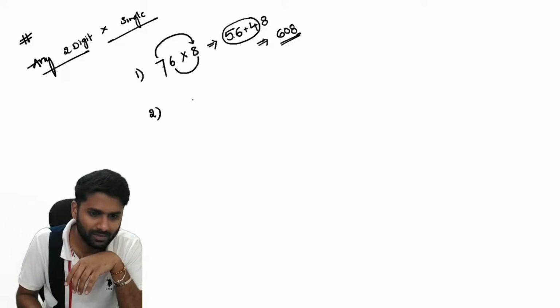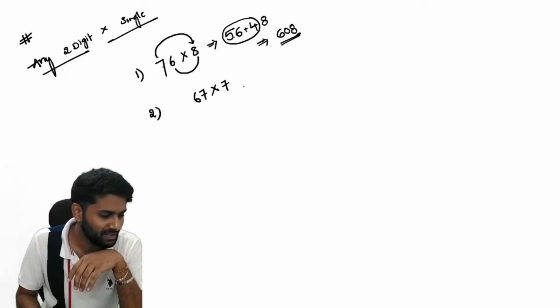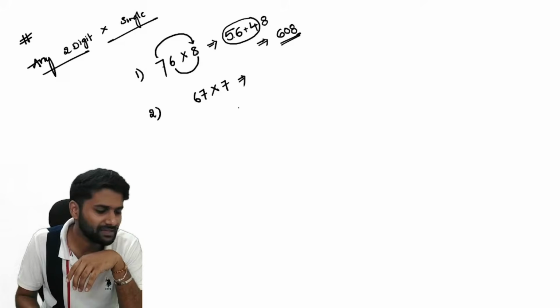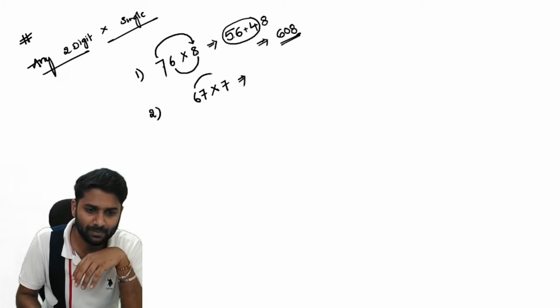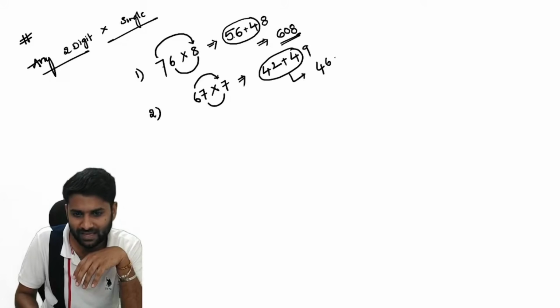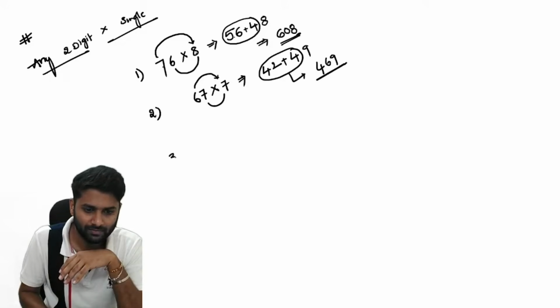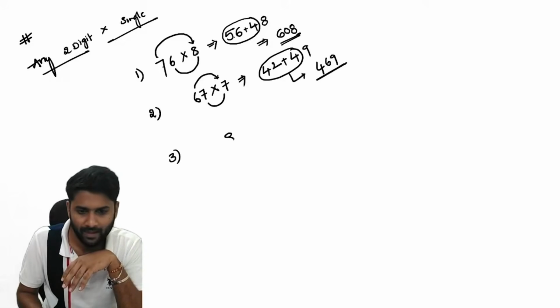Let's take another example. 67 is multiplied with 7. Step number 1: multiply these two numbers. 6 into 7 is 42. 7 into 7 is 49. And I told you, now you just add these numbers. 42 plus 4 is 46, and you write 9 as it is. It's 469.